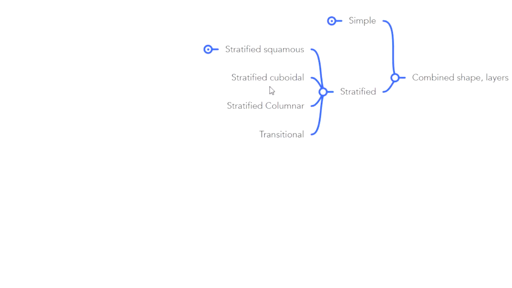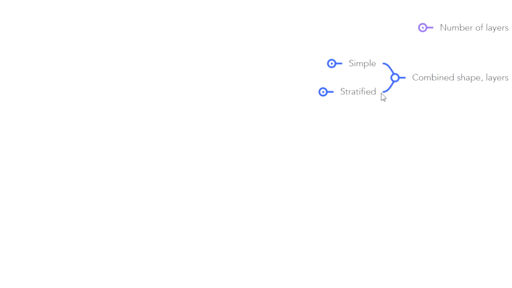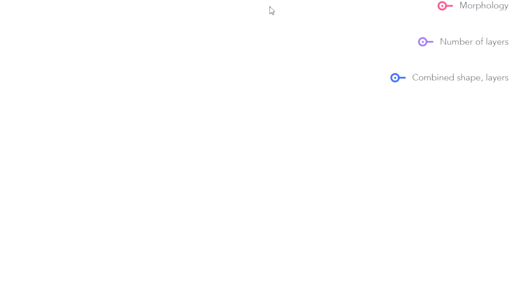Stratified cuboidal: the surface cells are cuboidal, all are living cells. It is two layered cells. Same in the stratified columnar, it is two layered cells, both basal and the surface cells are columnar in shape. Now transitional, again it is more than two layers. The basal layer is columnar. The intermediate cells, which are 2 to 3 layers thick, are polygonal in shape, and the surface cells are large dome shaped or pear shaped or round shaped cells. So that is about the classification of the epithelium.